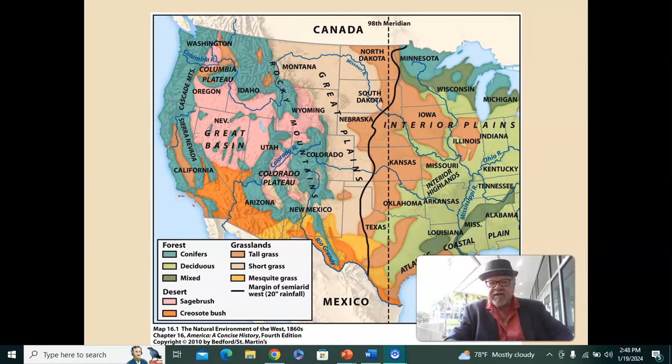And then finally, as you get into the center part of the continent, you have the light pink area, the Great Plains. It's also been called the Great American Desert. And it's short grass, which is important, as we'll find out later on. And then you begin to move up into the mountains.